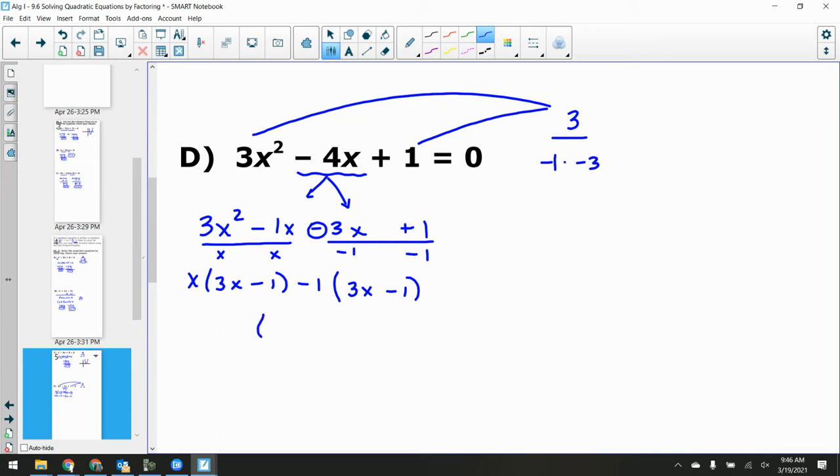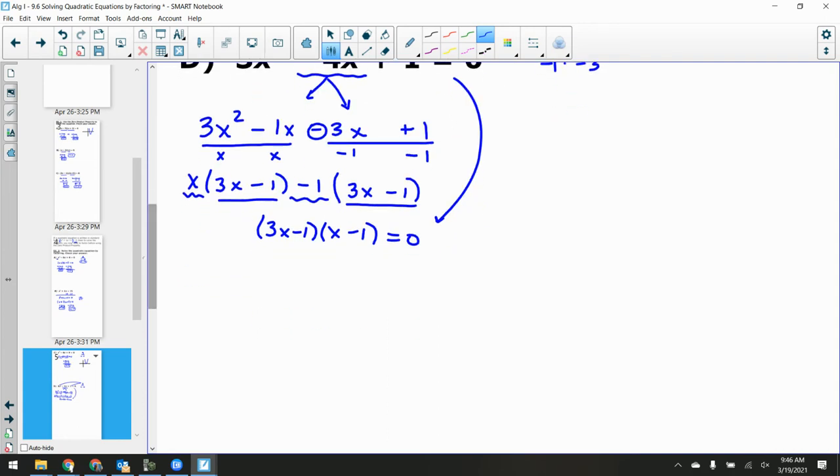So look, the goal was, again, to get my parentheses to look exactly the same. Goal achieved. And now I say 3x minus 1, and then the other piece is everything that's sitting on the outside, x minus 1. And it's still all equal to 0. You should always remember that it's still all equal to 0. Because in the end, I'm not looking just to factor, I'm looking to solve.